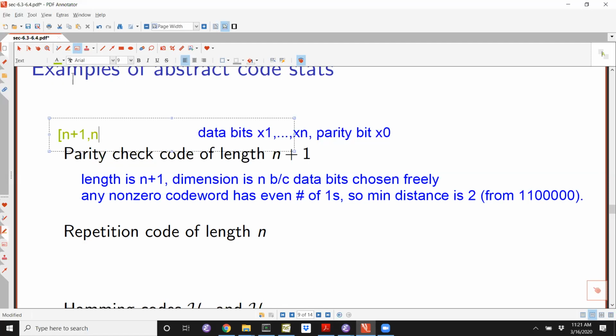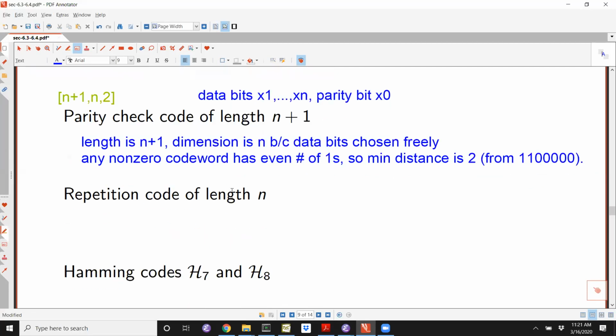This is going to be an n plus 1, n, 2 code. So this is a code of length n plus 1, dimension n, and minimum distance 2. All right, so that's what happens with the parity check code of length n plus 1. For the repetition code of length n, the length is n, just like it says, by definition.